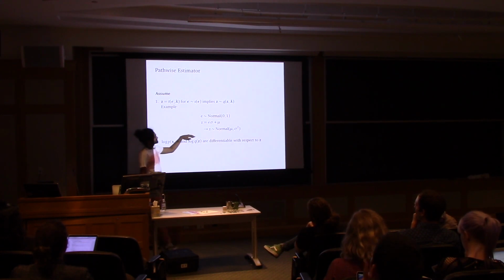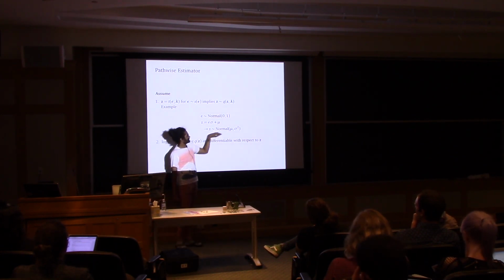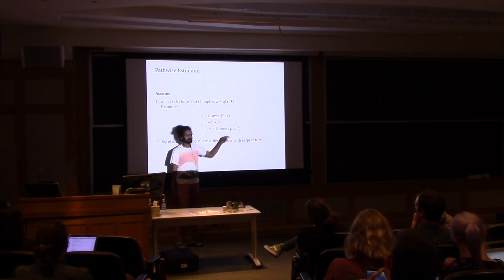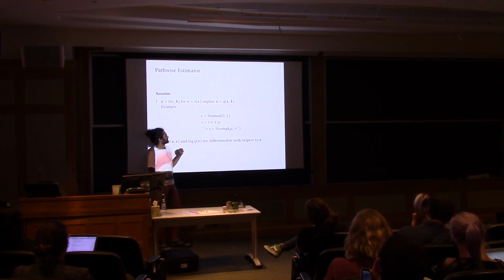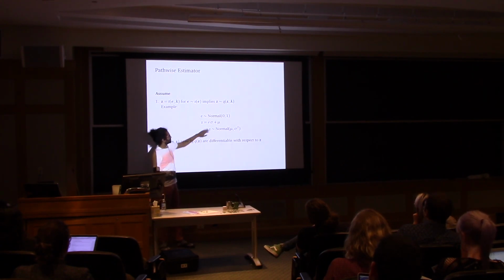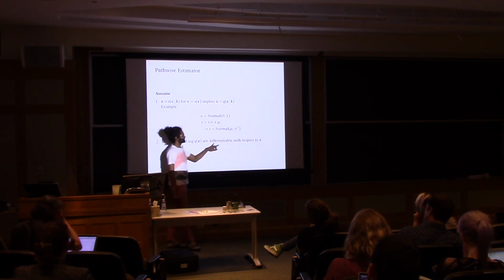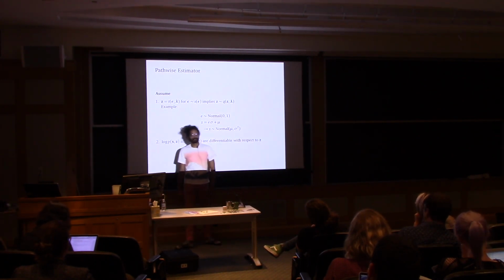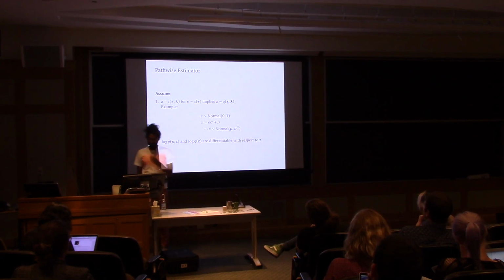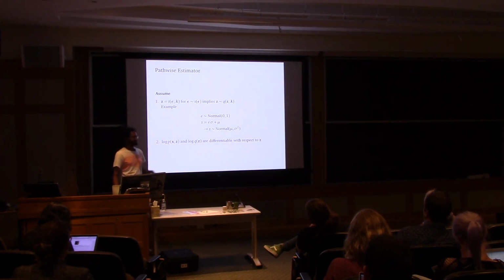An example of this is that if I want some variable that is normally distributed with mean mu and variance sigma squared, I can sample a normal distribution without any parameters, so mean 0, variance 1, multiply it by the standard deviation, and add the mean. And the second thing I'm going to ask for is that my model and my approximation are differentiable with respect to the hidden structure. So that would rule out something like a mixture model.